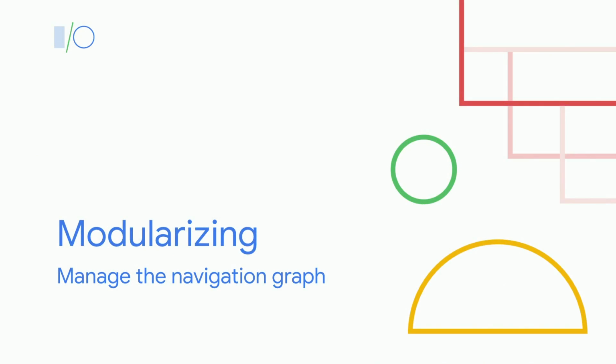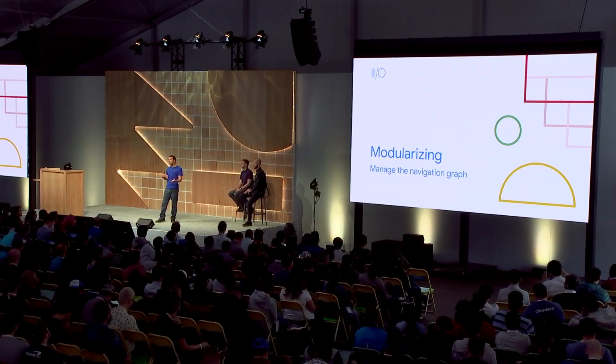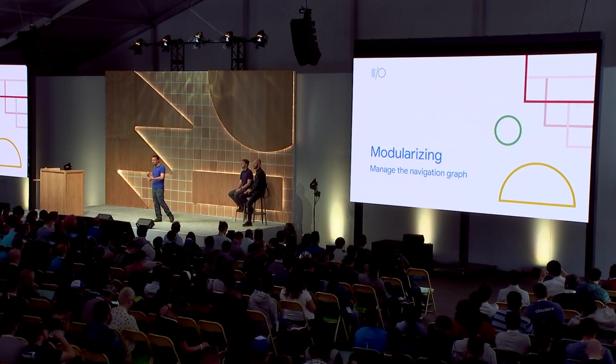SafeArgs is pretty good when you're trying to work with a tightly coupled graph, but sometimes you might need to have a more deeply coupled navigation graph, and Ben here will talk to you a little bit more about that. Thank you.